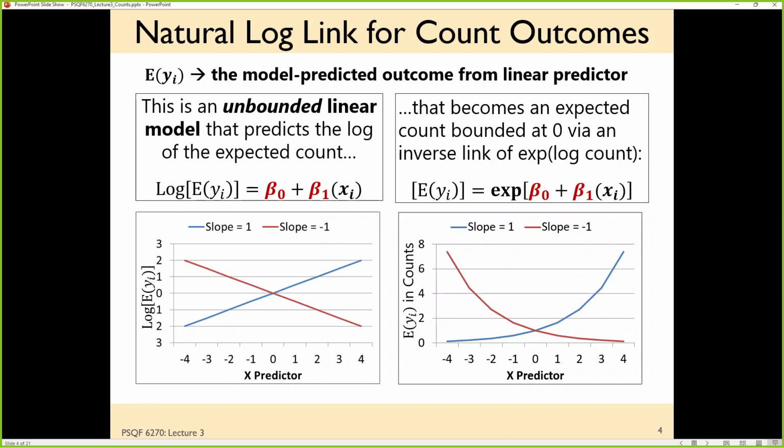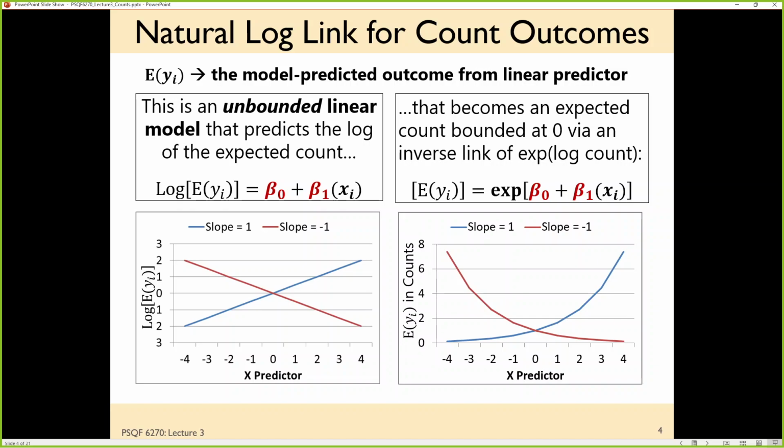That's the conditional mean. So for instance, if I have a model where the y-axis is the log of the expected count, then the slopes are going to be linear. Beta 1, if it's positive, will be the blue line. If beta 1 is negative, it's the red line. But when we back-translate these predicted outcomes onto the original scale of expected count, so e to the prediction, exponentiate each of these predictions, then we get these bendy lines that look like this.